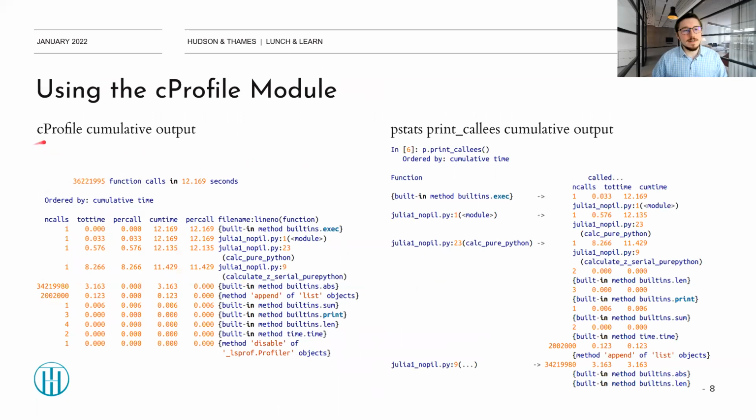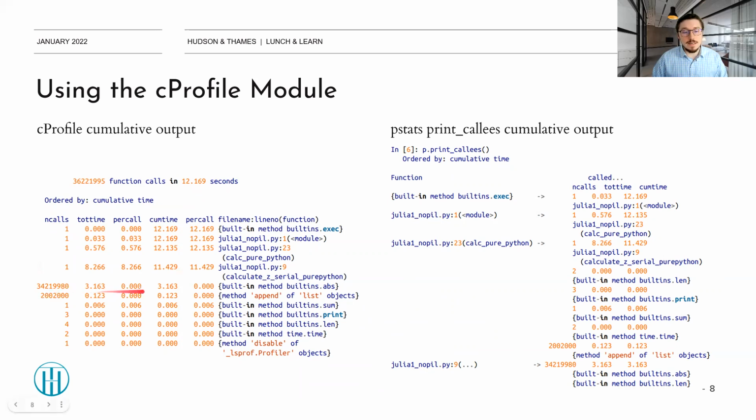Cool. So this is the standard cProfile cumulative function output. We see the total number of function calls. We can see the total time it took to run the code, in this case 12 seconds. What's useful about it is that you can see the number of calls for each function.